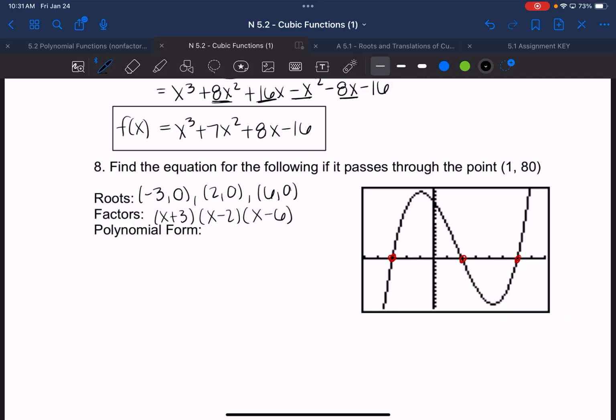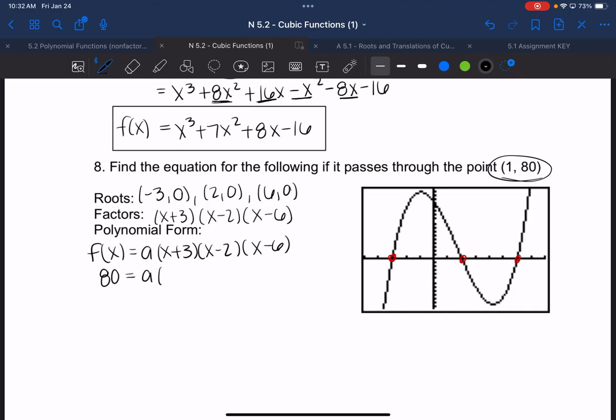Nice. Okay. And then they ask this time for the equation in polynomial form, and it has to go through a point like this, right? So that first means we need to figure out what the a value is. So let's start there. So remember, to find the a value, all I'm going to do is plug in for all my x's and for my y. So in this particular problem, what am I plugging in for y? 80.